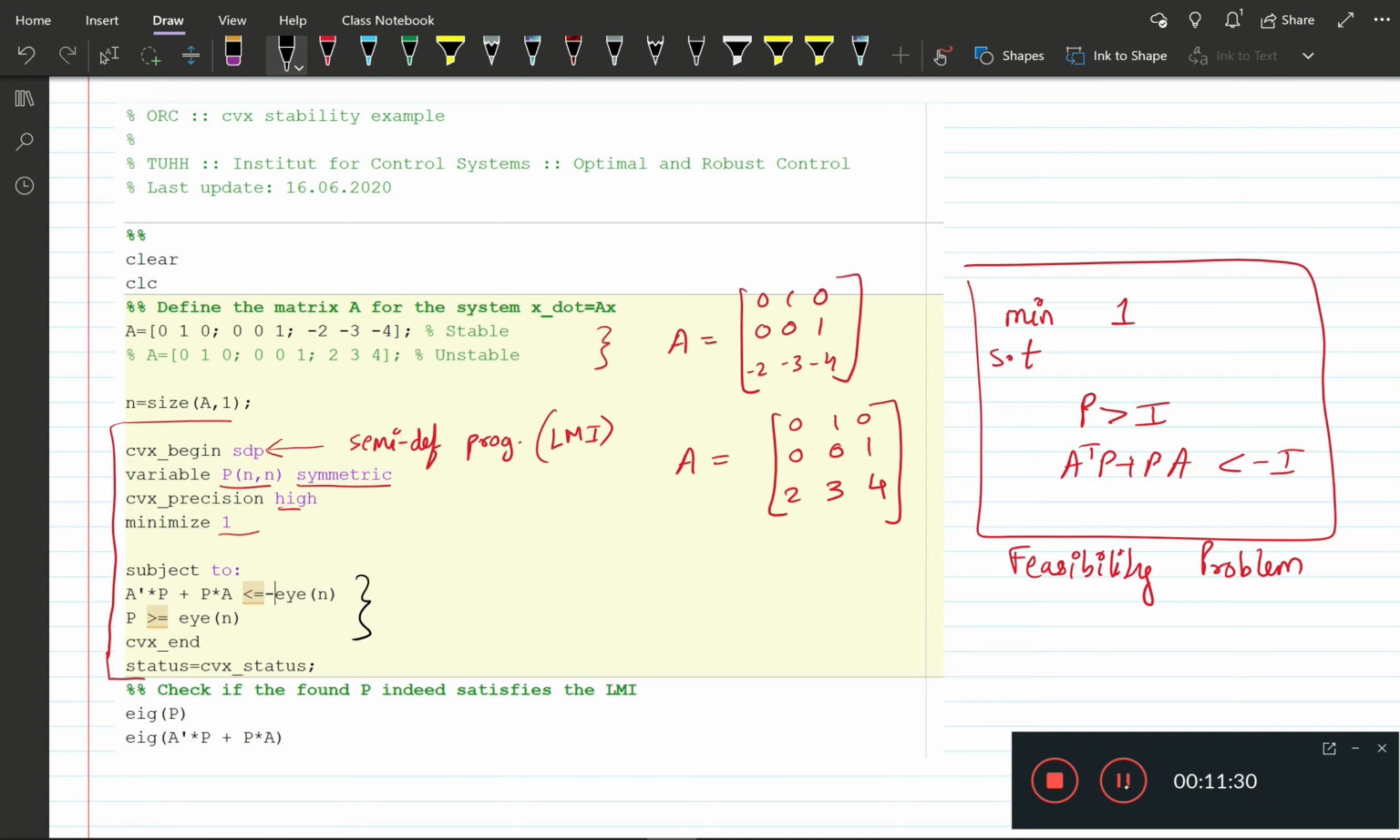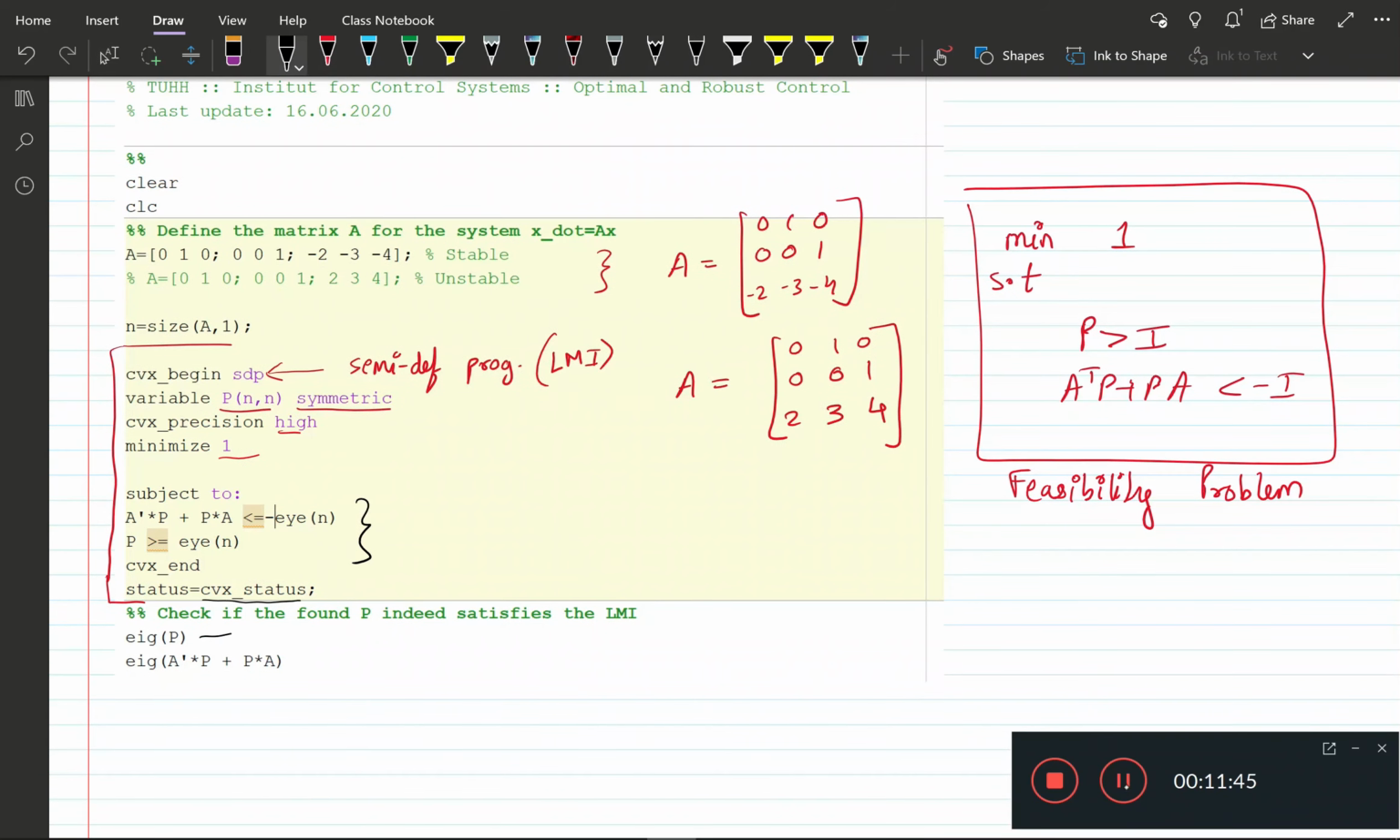And that's it. In the CVX status you get the outcome of the optimization, says solved, and if it says solved, then you can check the eigenvalues of P and print them. Similarly check the eigenvalues of A transpose P plus PA and check if they are negative. So these eigenvalues should be negative and these eigenvalues should be positive. So that's it for the introduction to CVX. Thanks a lot.